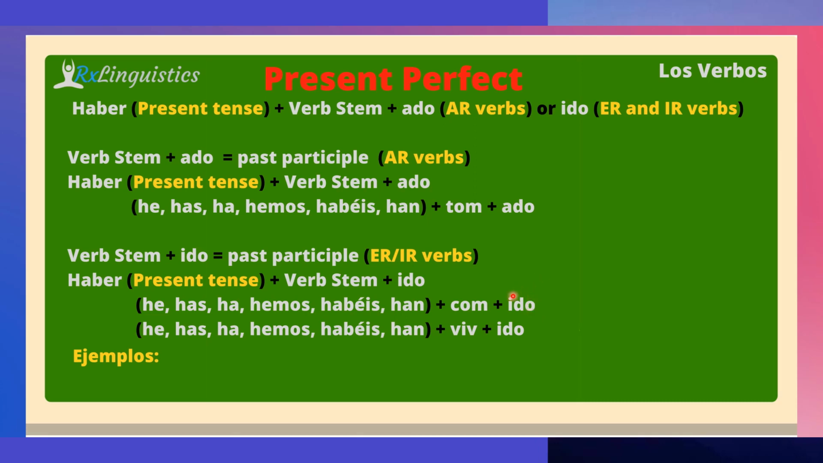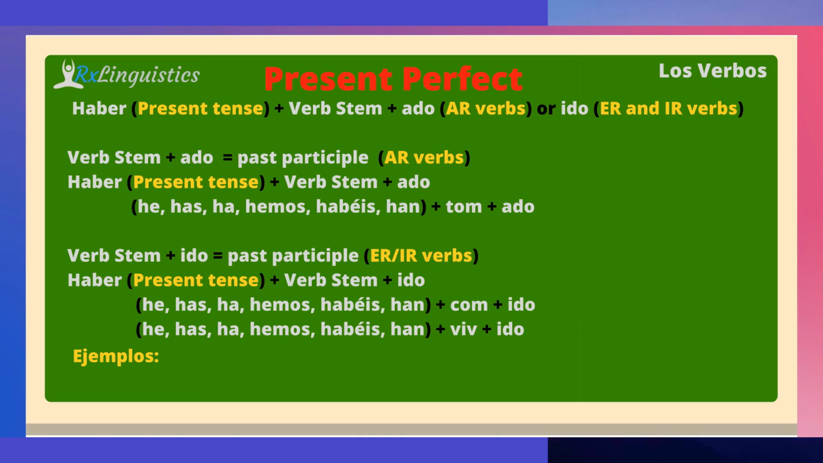So these are used to form the perfect tenses, and the other ones, the iendo and the ando, are used to form the progressive tenses. Okay, so you can mute and take note of these forms of have, and also the examples that we have here.